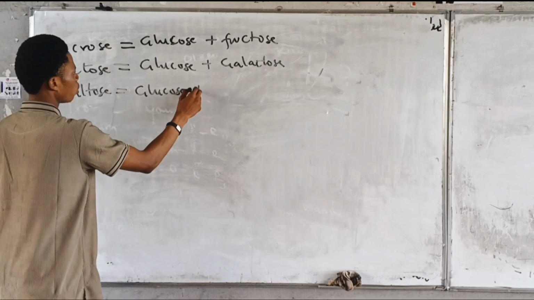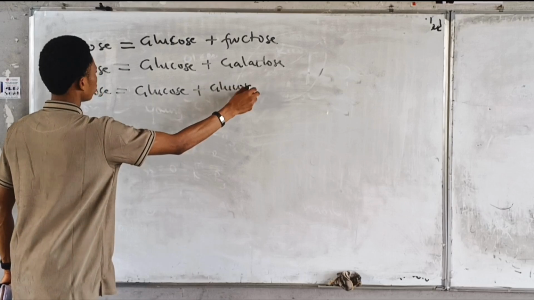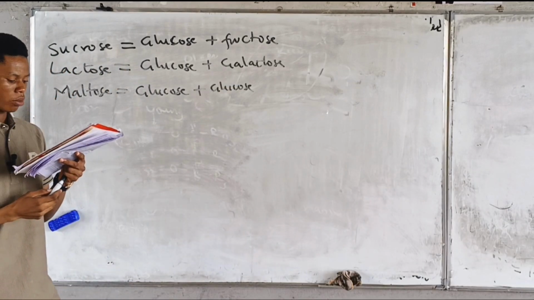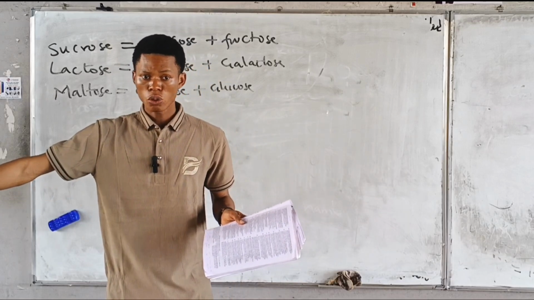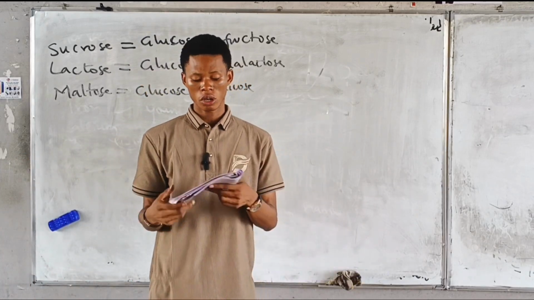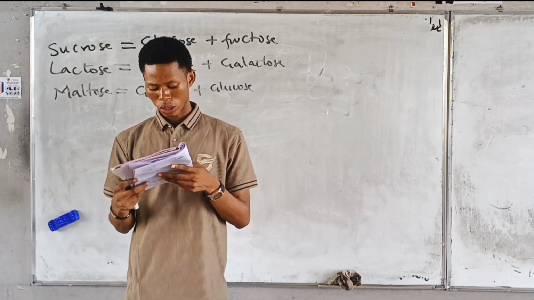Glucose plus glucose. So please take note, these are disaccharides. So the answer to that question is cellulose. Cellulose has D-glucose units linked together by beta 1,4 glycosidic bonds. But that's not our business for now.